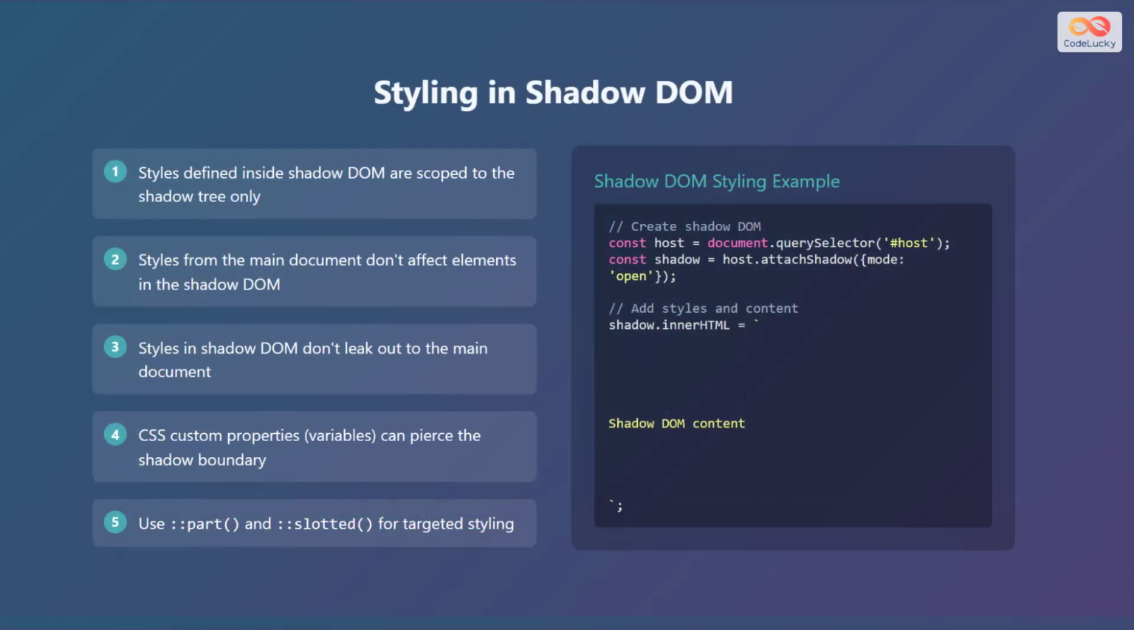Here are the key principles of styling in shadow document object model. Styles defined inside shadow document object model are scoped to the shadow tree only. Styles from the main document do not affect elements in the shadow document object model. Styles in shadow document object model do not leak out to the main document. Cascading style sheet custom properties, variables, can pierce the shadow boundary. Use ::part and ::slotted for targeted styling. The code snippet represents a shadow document object model styling example.